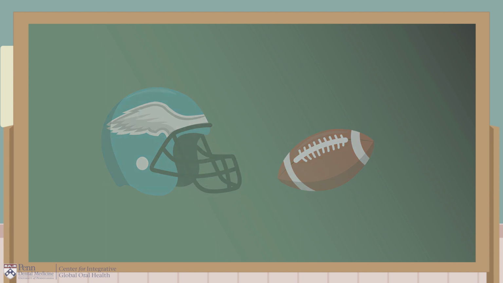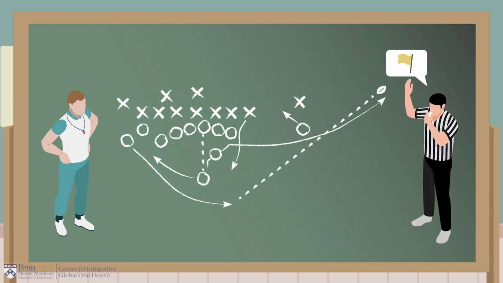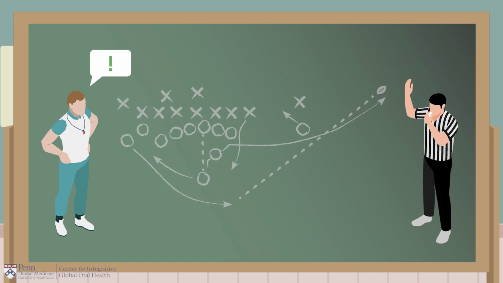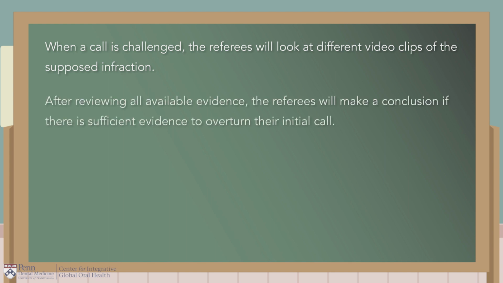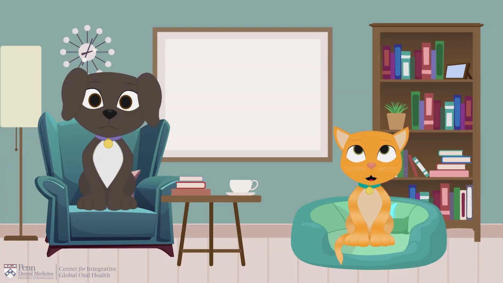I know you like to watch football, and you know that a coach sometimes challenges a call made by the referees. When the coach challenges the call, the referees go and look at different video clips of the supposed infraction. After having reviewed all available evidence, the referees will make a conclusion if there is enough evidence to overturn their initial call. Importantly, they will never say if the initial call was correct or not. Okay, I get it. Thank you, Hera.